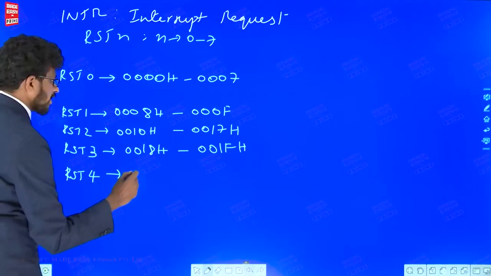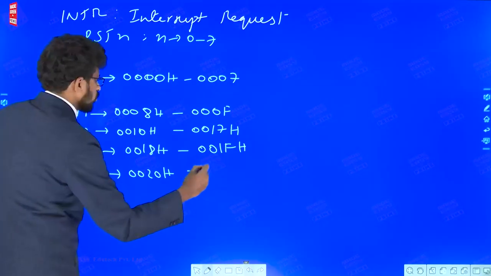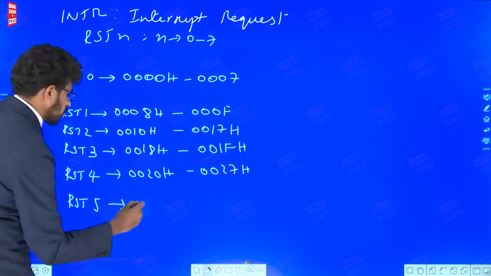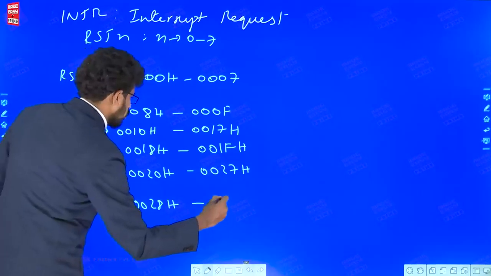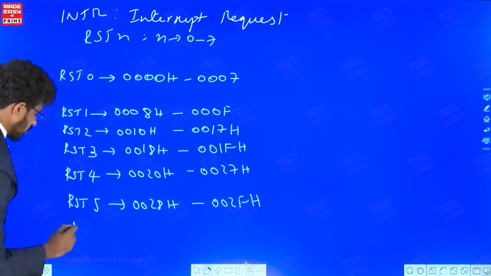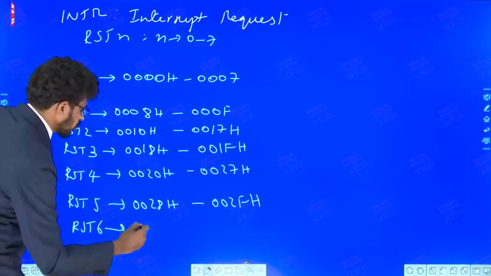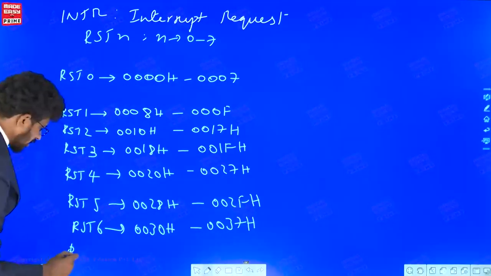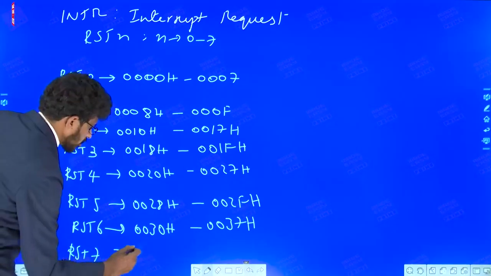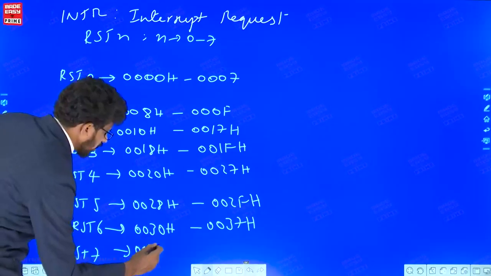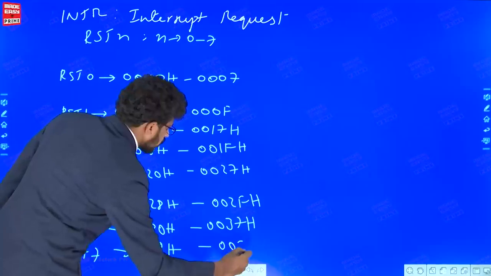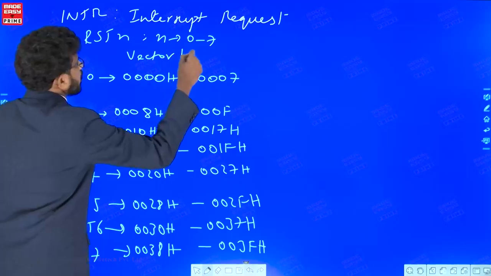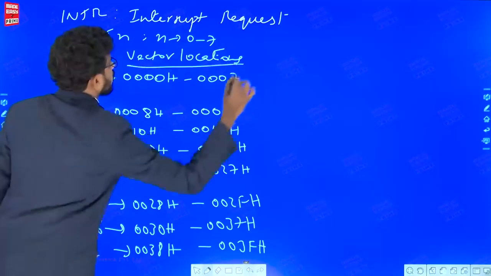RST4 is from 0020 to 0027. Similarly, RST5 is from 0028 to 002F. And the RST6 should be from 0030 to 0037. At last, the RST7 will be from 0038 to 003F. So these all are vector locations or vector addresses for the software interrupts.